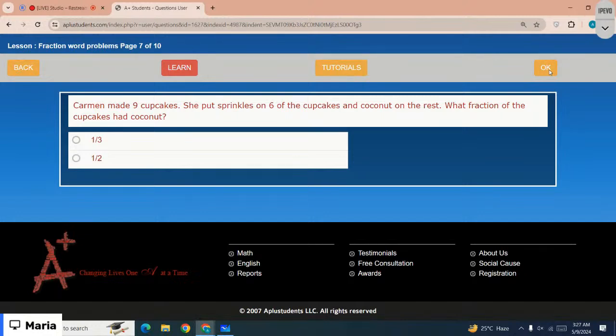Carmen made nine cupcakes. She put sprinkles on six of the cupcakes and coconut on the rest. What fraction of the cupcakes had coconut? That is one out of three it is, right?